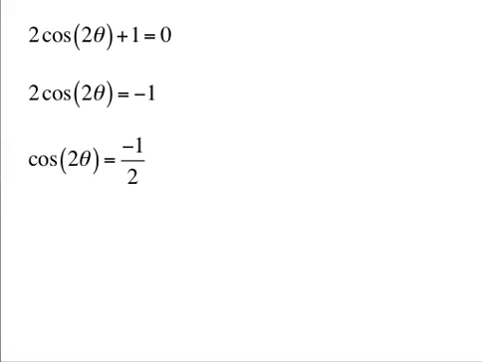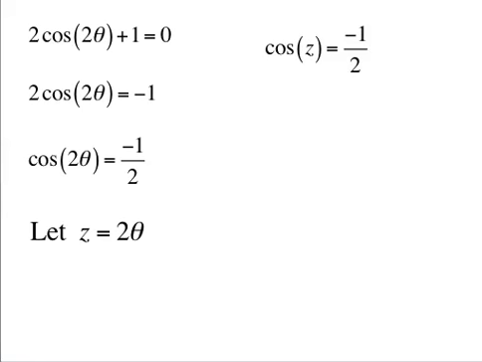Next up, we have 2 cos theta plus 1 is 0. Adding negative 1 to both sides, 2 cos theta is negative 1. Dividing by 2, cos theta is negative 1/2. Cos 2 theta is negative 1/2. I like to introduce a new variable, so I'm going to say let z equal 2 theta. Then the problem becomes cos of z equals negative 1/2.